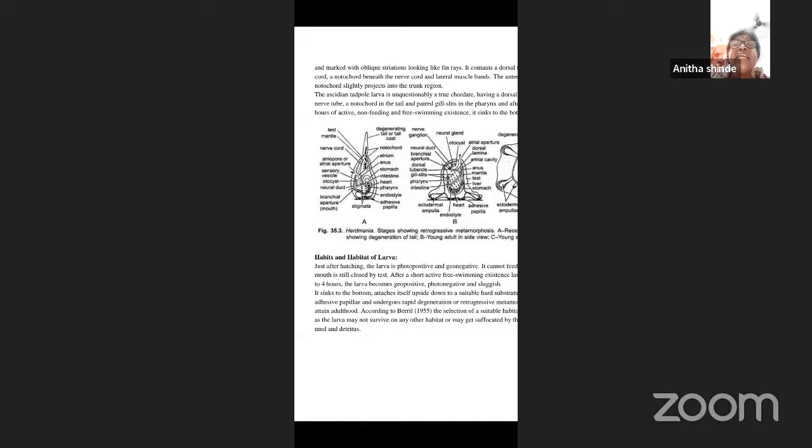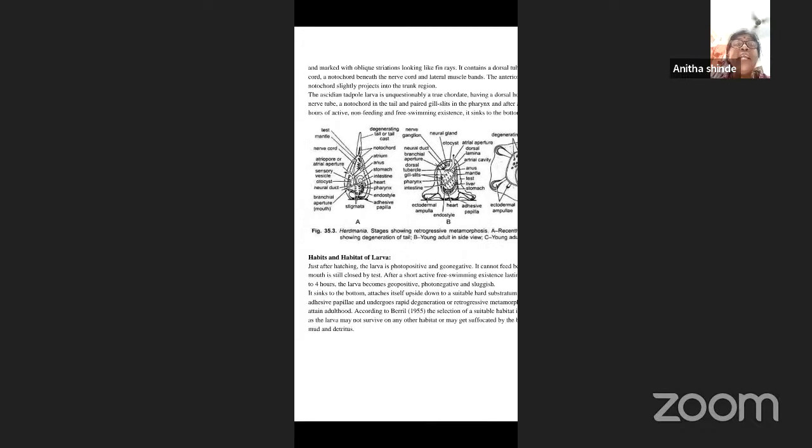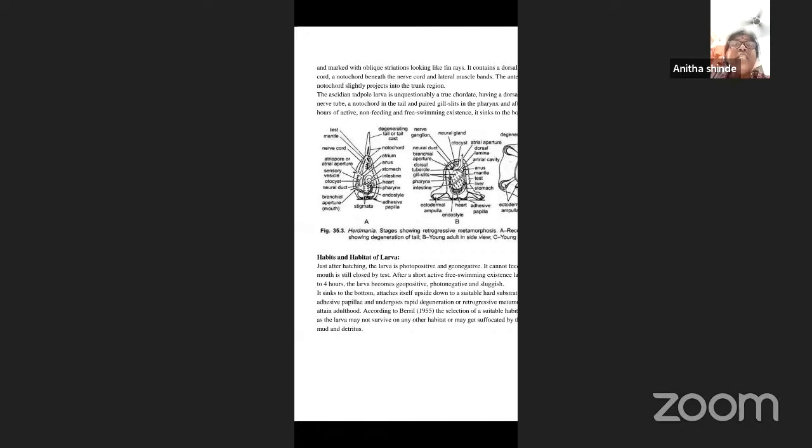So it contains a dorsal tubular nerve cord, a notochord beneath the nerve cord, and lateral muscle bands, just like the adult chordate features. The anterior end of the notochord slightly projects into the trunk region. Then the ascidian tadpole larva is a true chordate. Why are we calling it a true chordate?